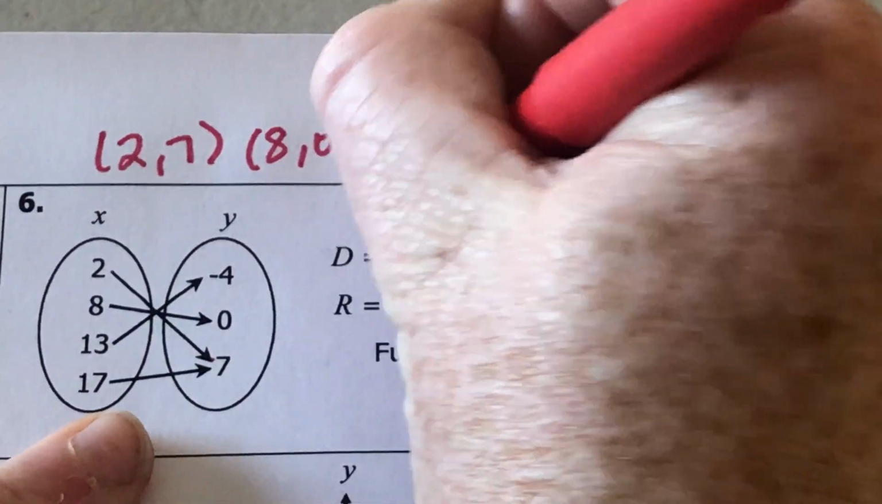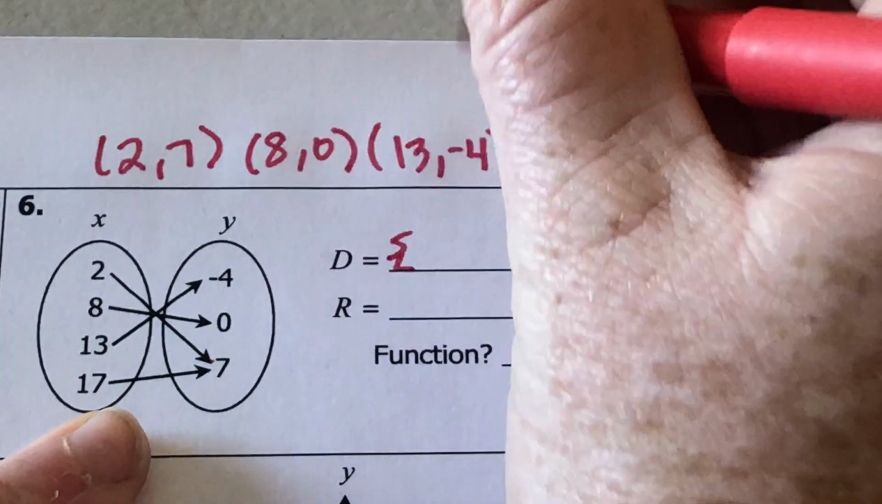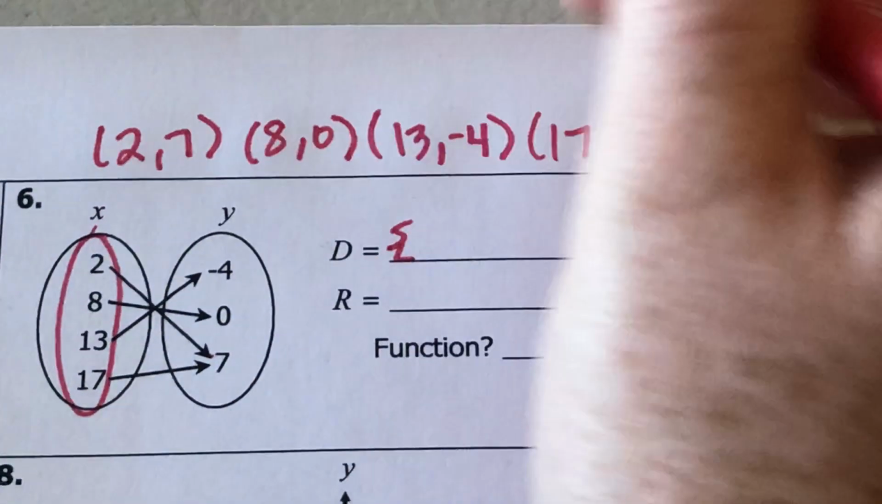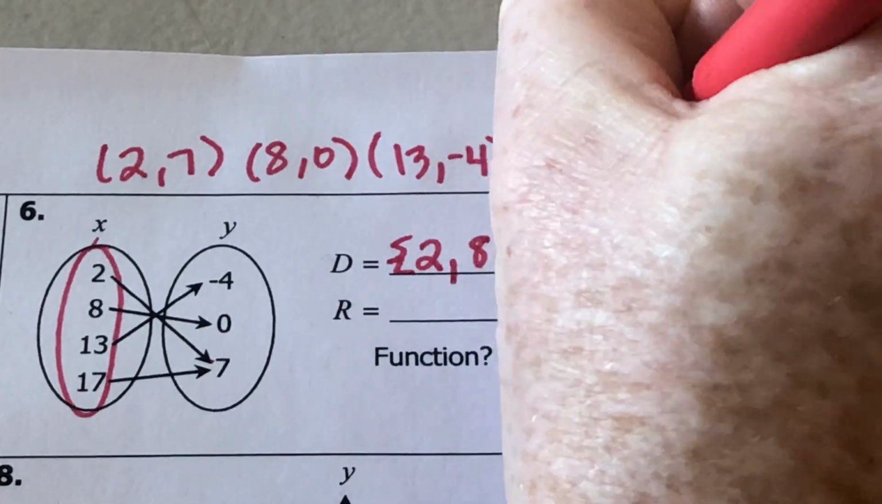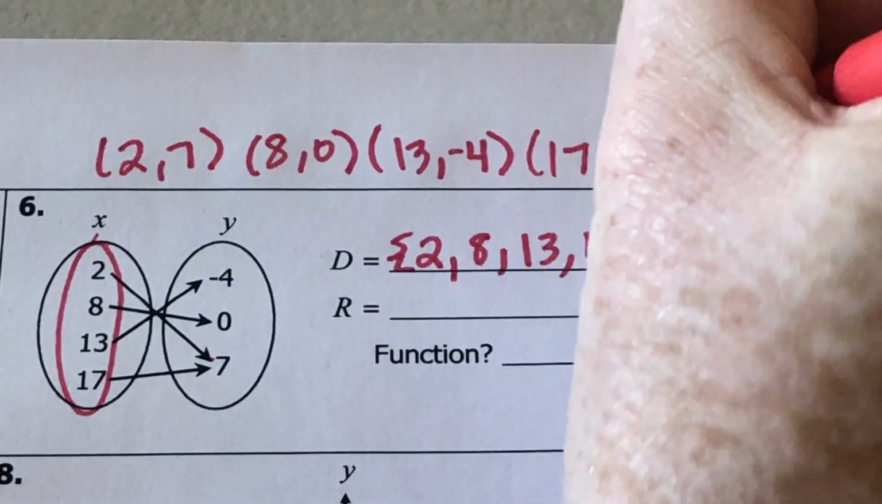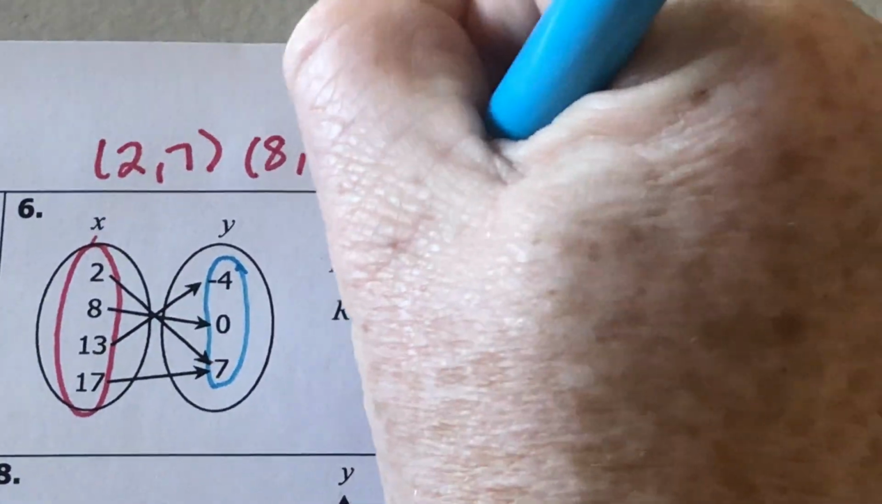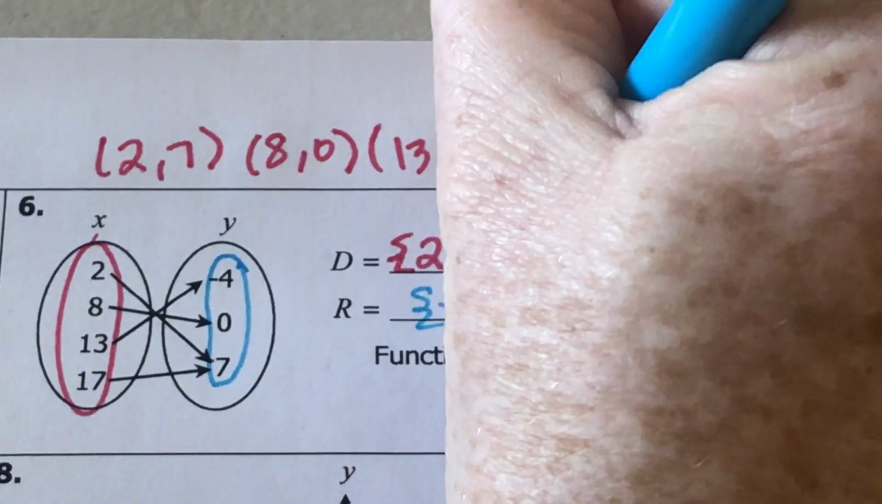So our domain is very simple there. I mean, it's just already listed for you: 2, 8, 13, 17. And your range is listed for you: -4, 0, 7.